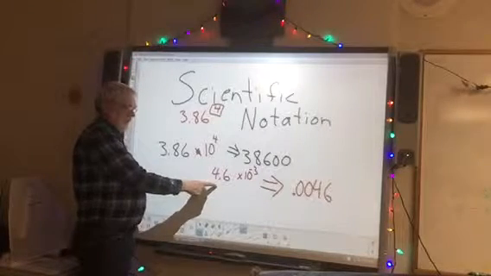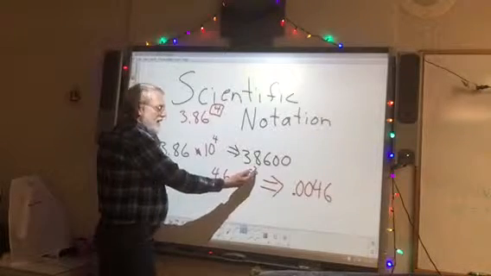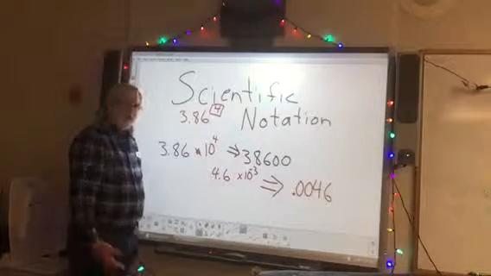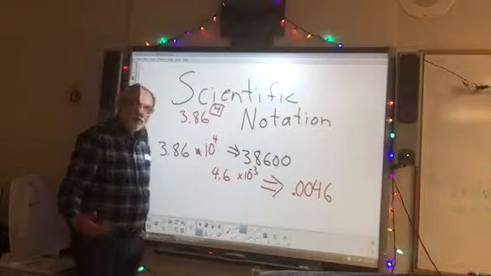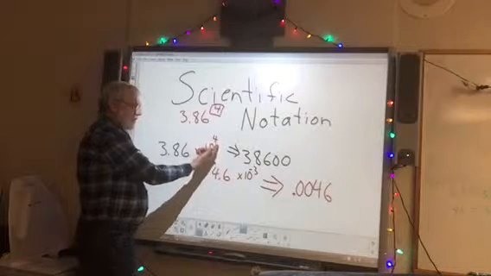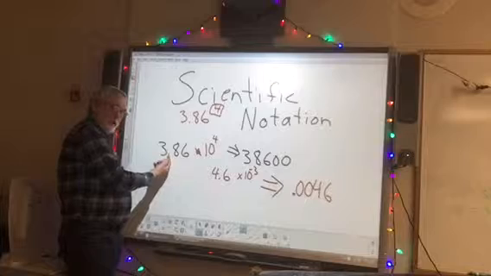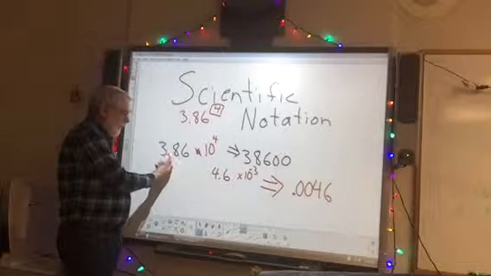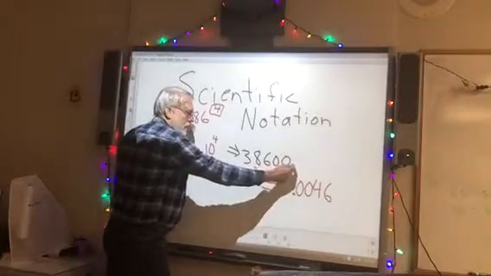You also have negative exponents, so you have 4.6 times 10 to the negative 3rd power. Well, how do you deal with that? In terms of scientific notation, super simple. This 10 to the 4th simply told me I'm going to shift this decimal between the 3 and the 8 4 places to the right and end up right here.